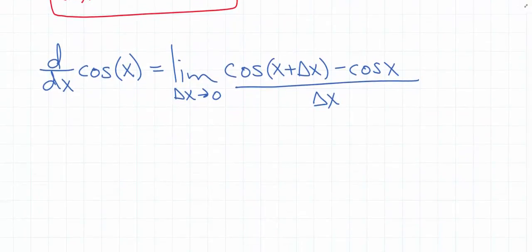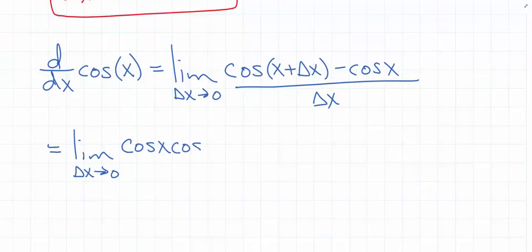Now, you kind of get an idea about how this is going to differ, because when you expand the sine, you get a plus between. When you expand the cosine, you don't get a plus, you get a minus. So maybe that gives us a hint. So delta x goes to 0, and now let me expand this out: cosine x cosine delta x, minus sine x sine delta x, minus cosine x.